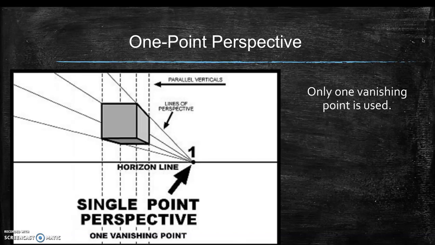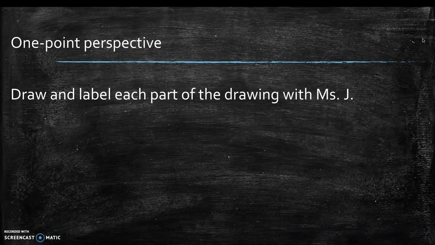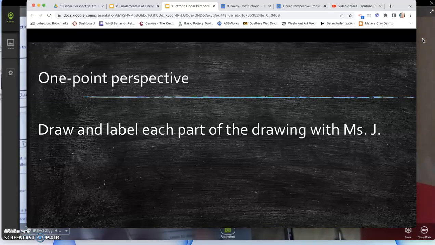Now let's focus on one-point perspective. This is using only one vanishing point. So you're going to label and draw along with me. You're going to need a ruler, you'll need a pencil, and you'll probably need an eraser.